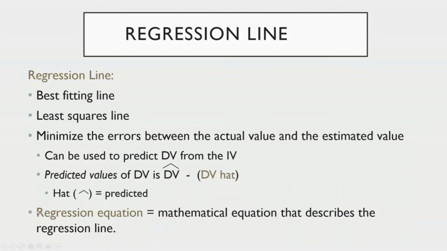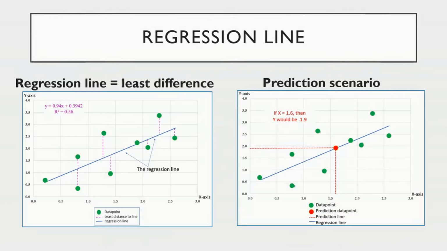Like I said, we're going to do this after we get our regression equation, which comes from the regression line. And that is a mathematical equation that describes the regression line. So let's take a look at this. So these green points are data points, and these are the same two figures.